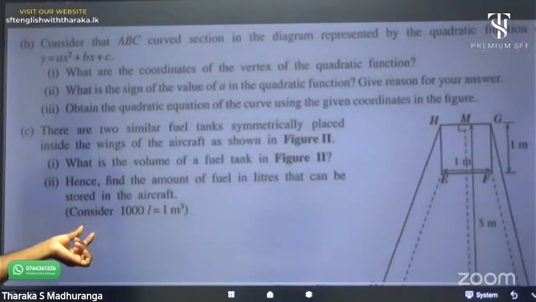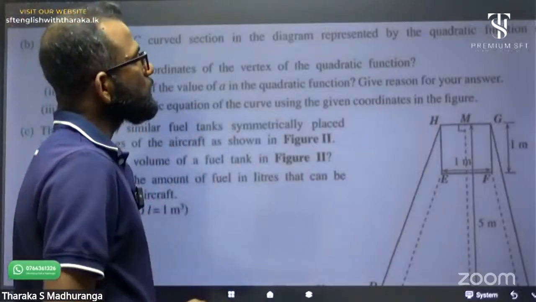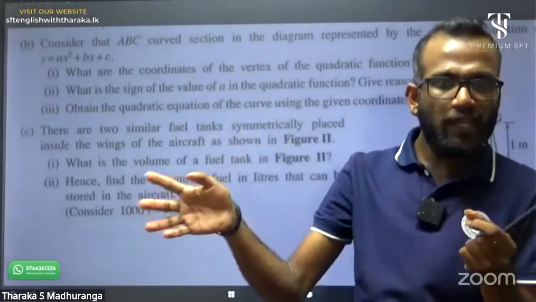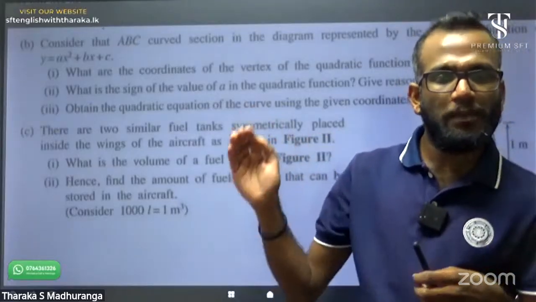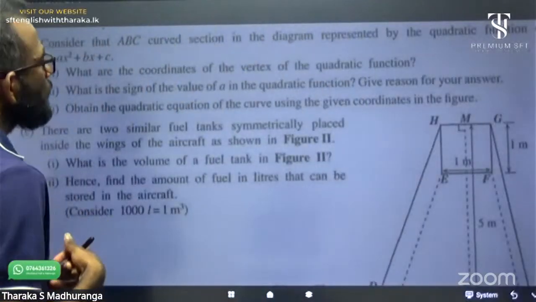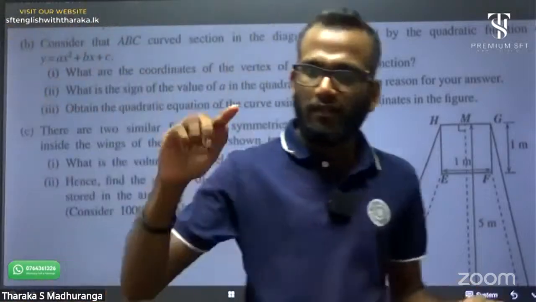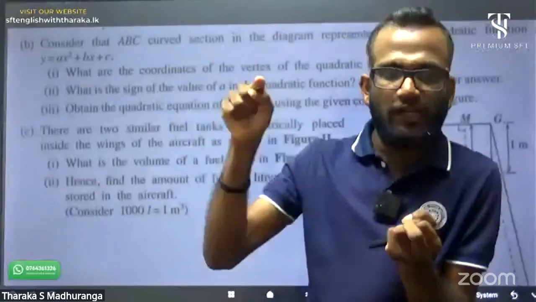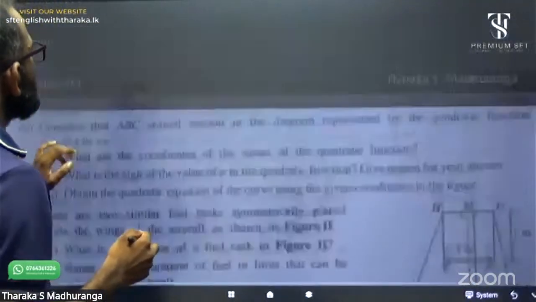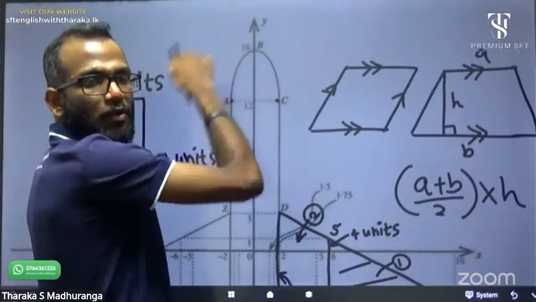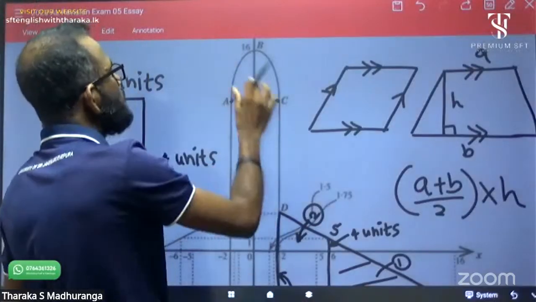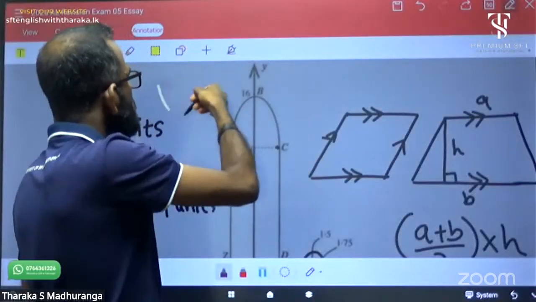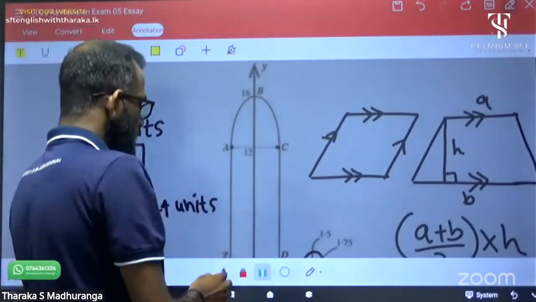Okay, consider the ABC curved section in the diagram represented by the quadratic function y equals ax squared plus bx plus c. A parabolic shape's quadratic function common equation. The question part 1: what are the coordinates of the vertex of the quadratic function? Vertex means the turning point; if it is a maximum curve, its maximum point is the vertex. In the given diagram, this is a maximum point, that means point B is the vertex or turning point. Is it a maximum or minimum quadratic function? Yes, it is maximum, as we already discussed.